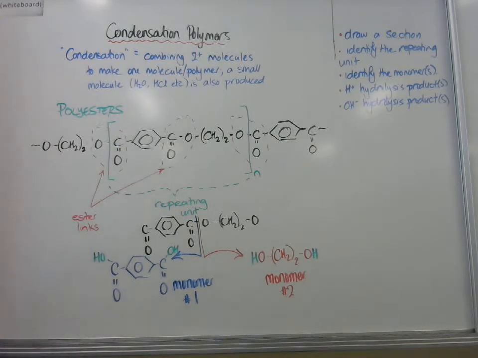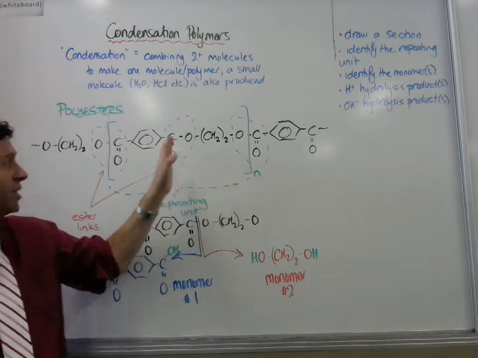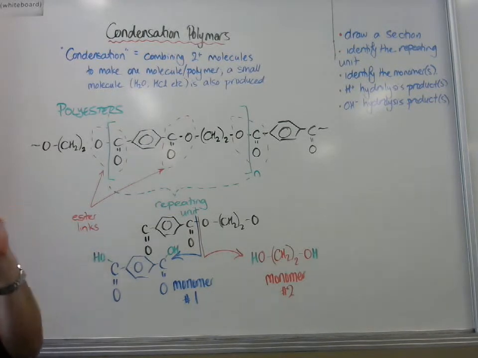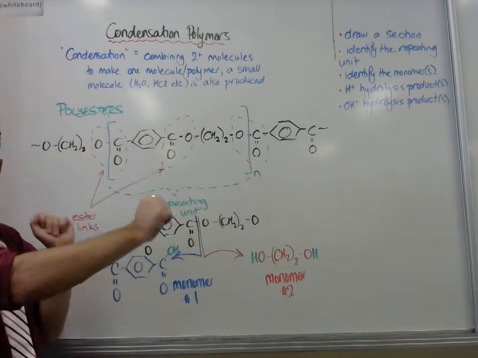Alright, so could we draw a section if we had the monomers? We will need to have a look at that in a moment. So that's going to be our little activity we're going to do in a moment. Can we identify a repeating unit? Yes, so long as we know to identify the ester links. And how many do we need to look for? 3, good. And it's the first and the third we cut in half.